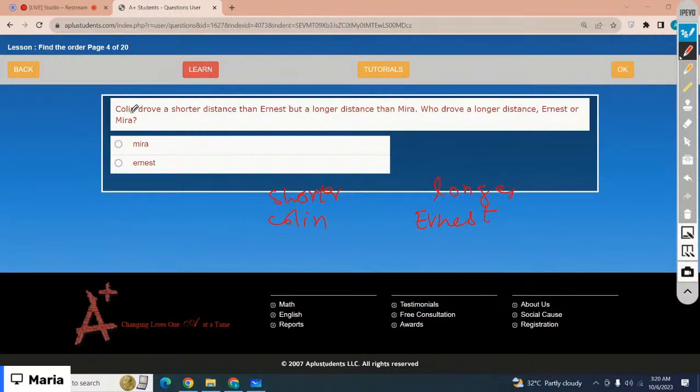But that means Colin drove a longer distance than Mira. Here is Colin, and that means Mira is the one who covers the shortest distance. So the question is, who covers the longest distance? The question is, who drove a longer distance, Ernest or Mira? Which is the correct option?